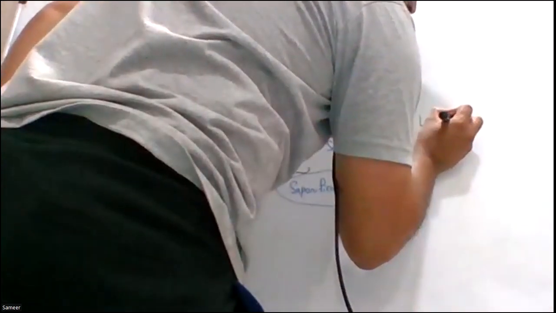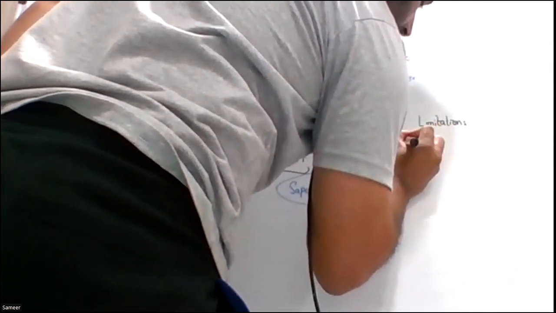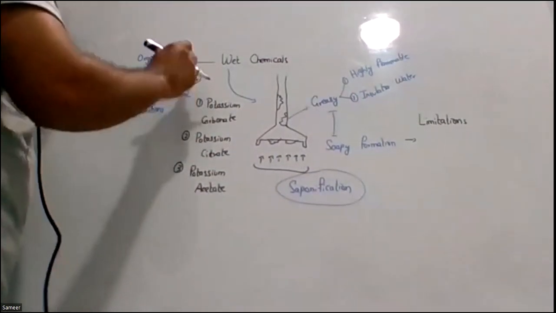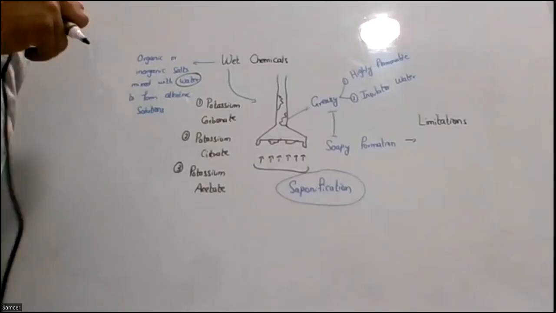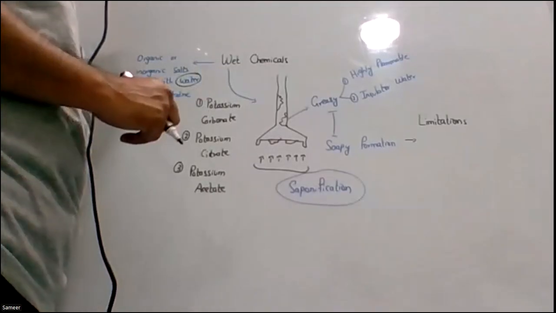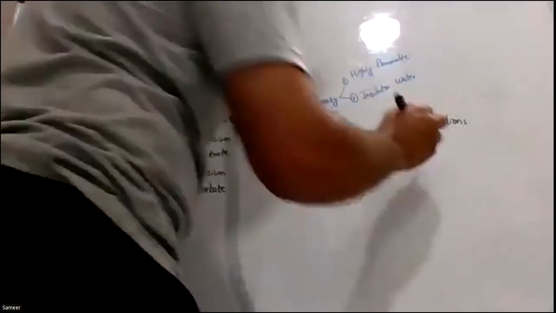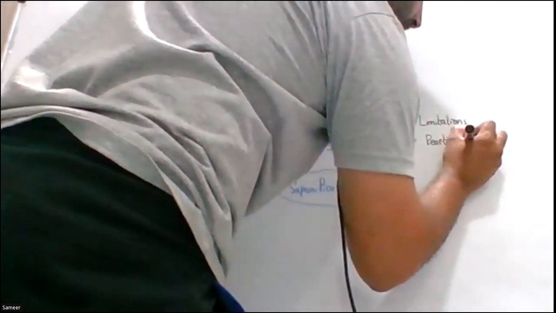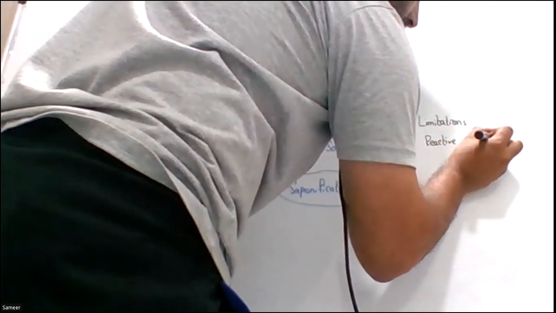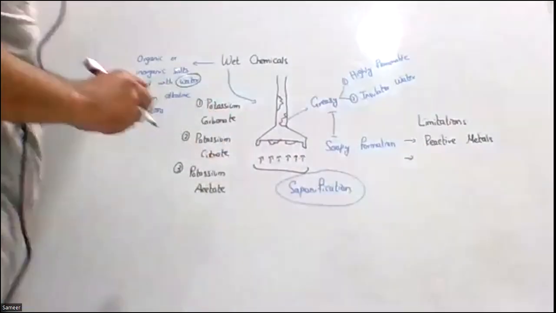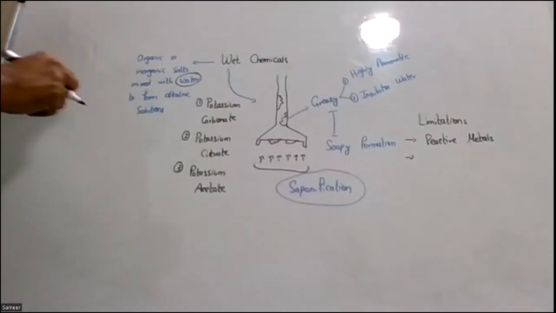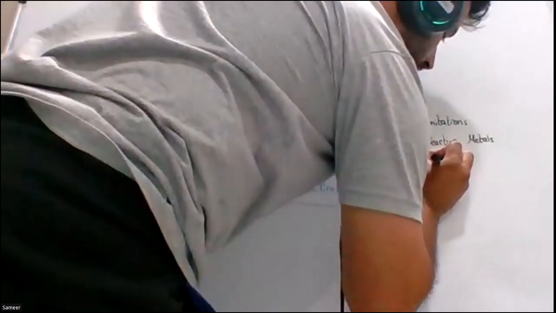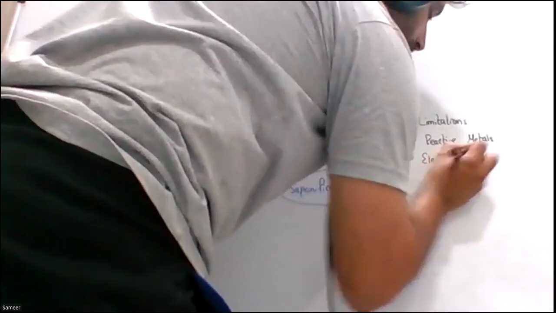Limitations of wet chemicals include everything that includes water. Why? Because water is there, so whatever the limitations of water are, those will be the limitations of wet chemicals. For example, water is incompatible with reactive metals, and wet chemicals are also incompatible with reactive metals. They have limitations with reactive metals. Water cannot be used on electrical energized equipment, right? So we cannot use it on electrical energized equipment.